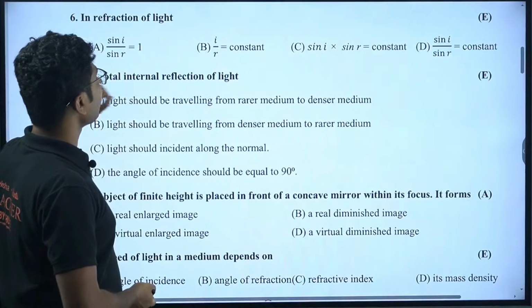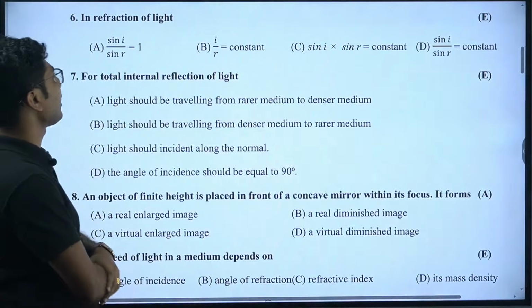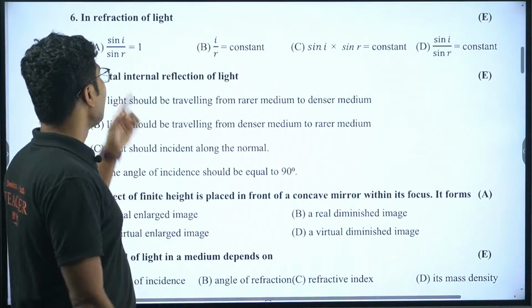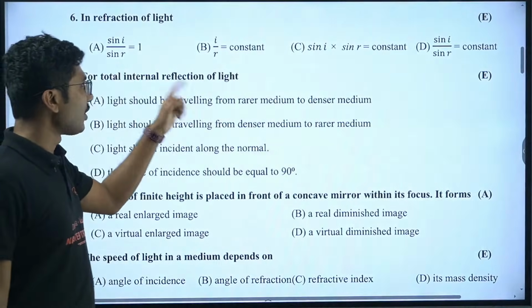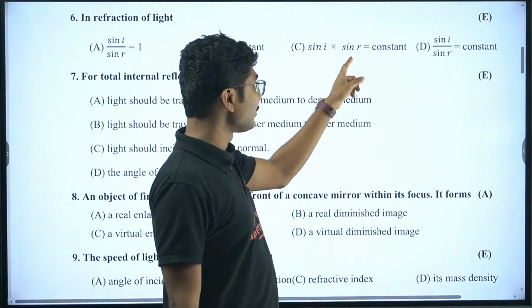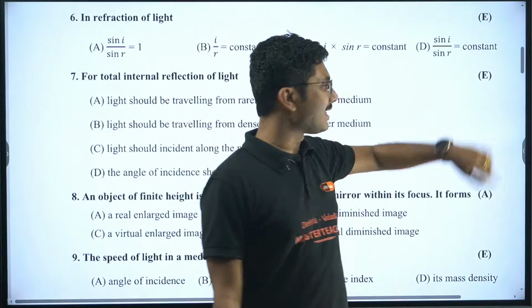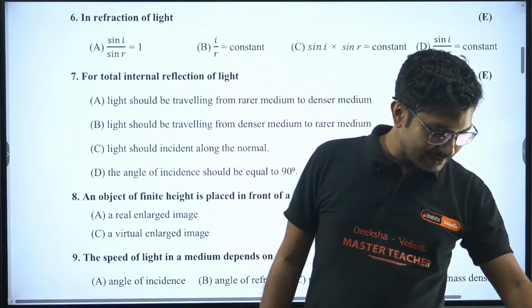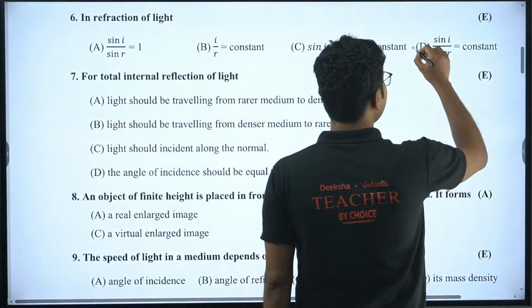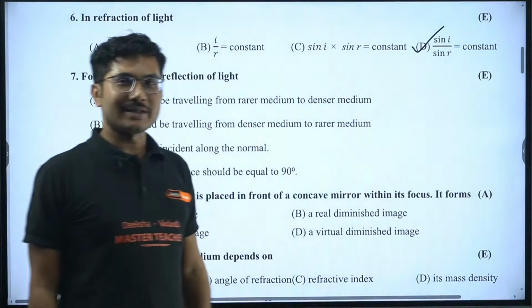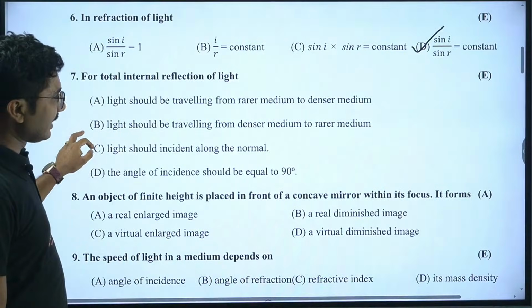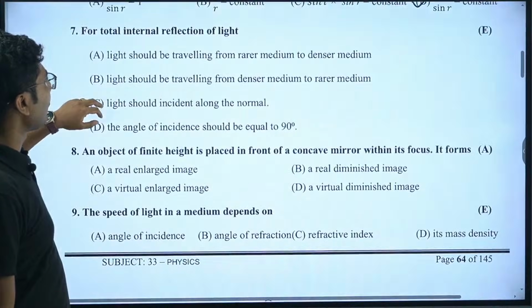In refraction of light, now from reflection slowly we came to refraction. Sin i by sin r is constant. Yes, Nagaraj, Tanmay, Treasure Money, all of you are correct. Sin i by sin r is constant, and that is known as Snell's law. Right? Now they directly came to total internal reflection.